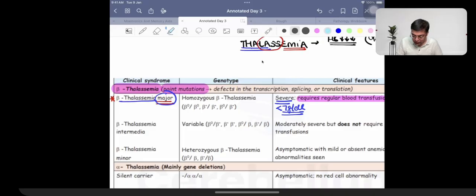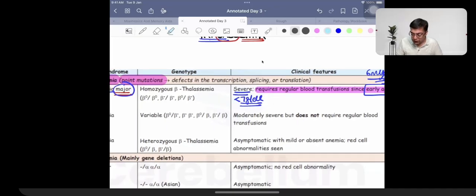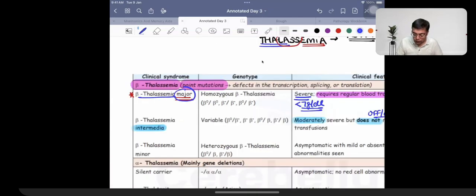Then we are talking about something that is given the name of beta thalassemia intermedia. Beta thalassemia intermedia is the one in which patients are going to be having anemia in the range of 7 to 10. Hemoglobin is 7 to 10. But they require intermittent transfusions, off and on, not regular. And this is what we are also concerned with.